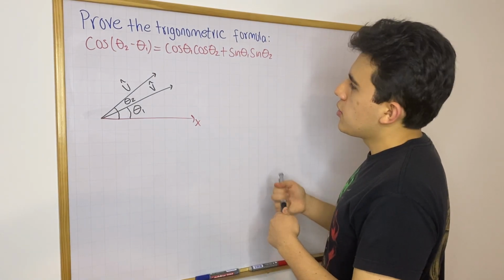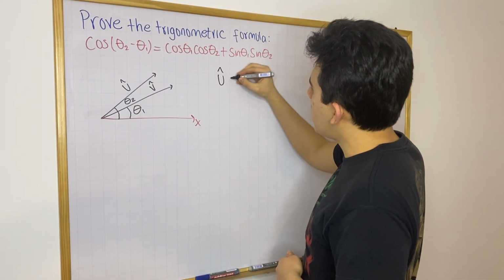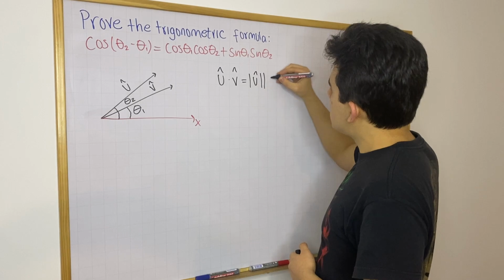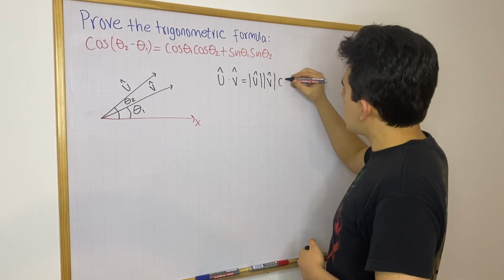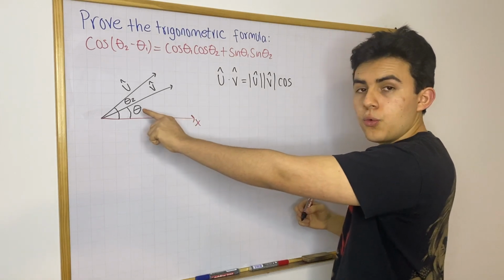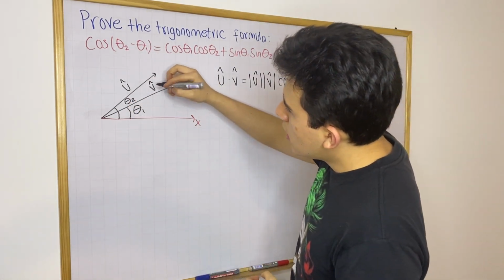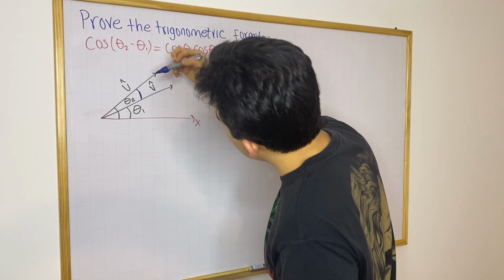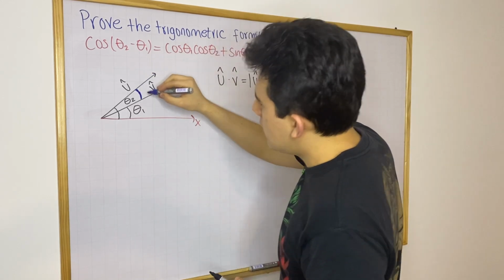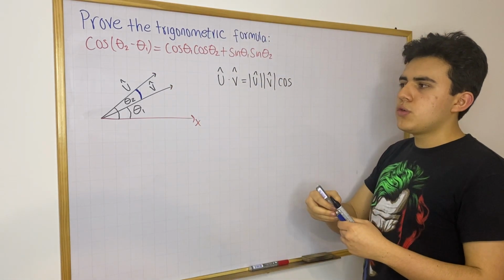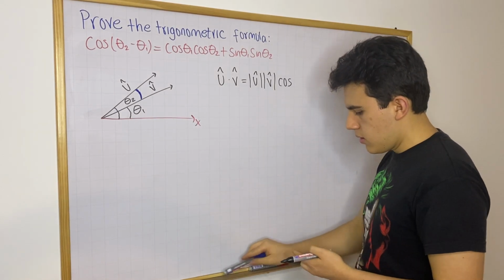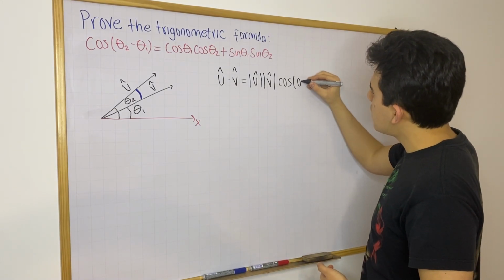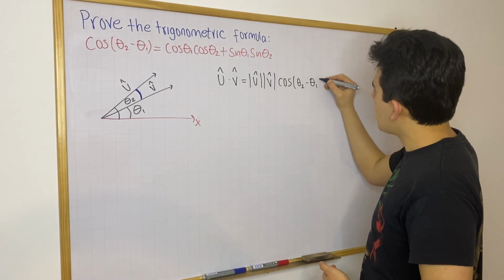So I'm going to do it like this. Notice that if you do u hat dot v hat, we get the magnitude of u times the magnitude of v times the cosine of the angle between u and v. What is the angle between u and v? Well, this angle over here, we know will be the difference between theta 2 and theta 1. So this will just be theta 2 minus theta 1.